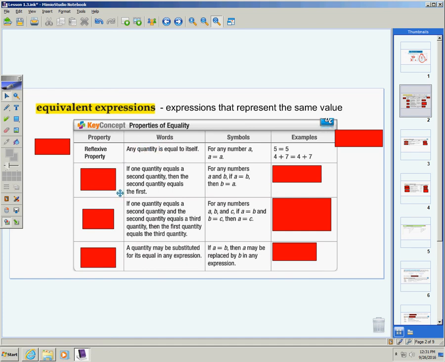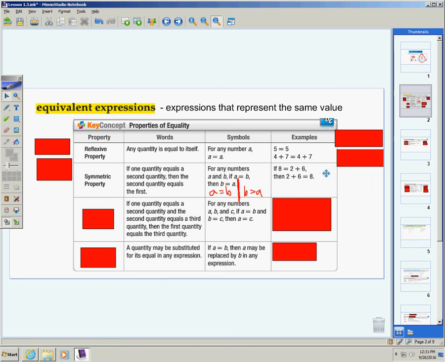The next property we have is the symmetric property, and it says if one quantity equals a second quantity, then the second quantity equals the first. Seems kind of confusing, but basically what it means is if A equals B, then B equals A. Should make sense to us, and we can kind of think of this as symmetry. If I draw a line right there, you can see it's symmetric on either side. That's where we get the name, the symmetric property. So an example would be if 8 equals 2 plus 6, then 2 plus 6 equals 8, using the symmetric property.